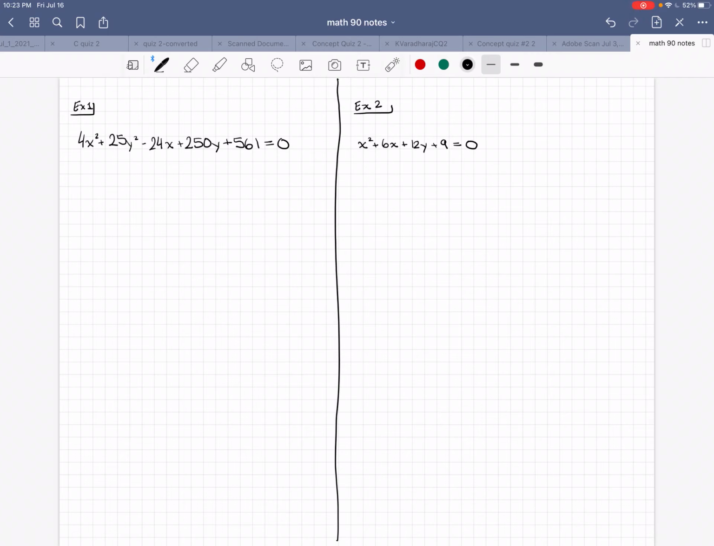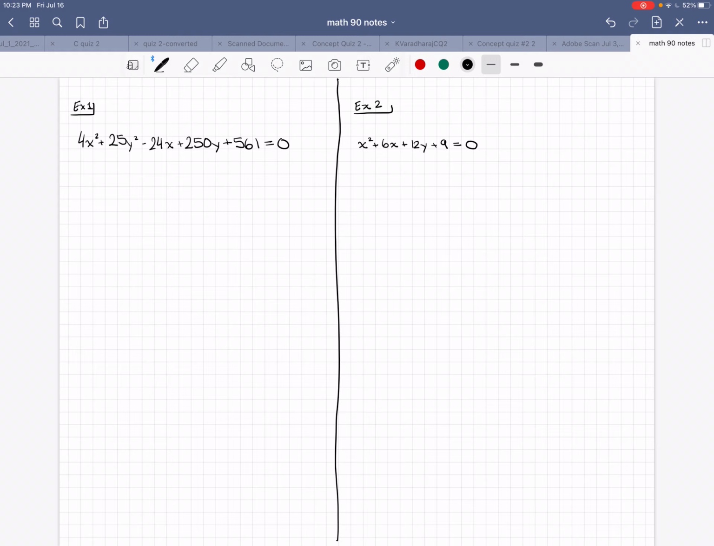In this video, we are going to look at two equations that are equations of conics, and we are going to see if we can determine what kind of conic it is and answer at least some questions about it. To do this, we're going to use the method of completing the square.